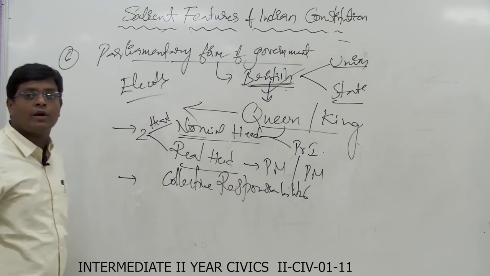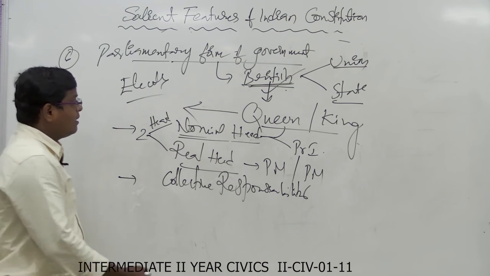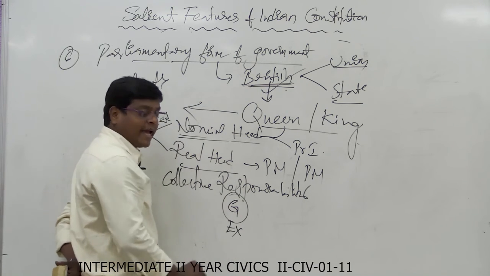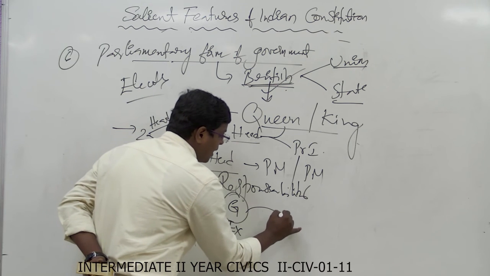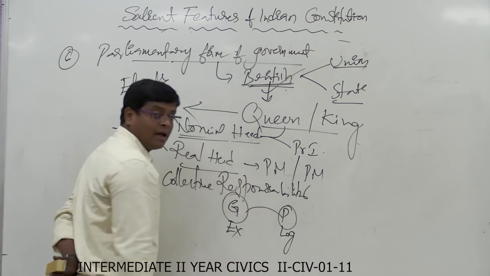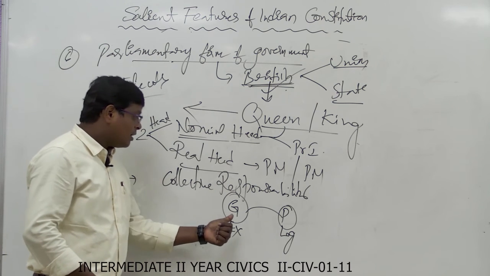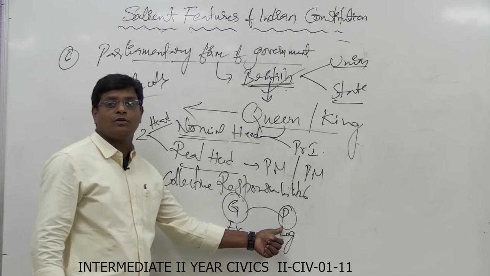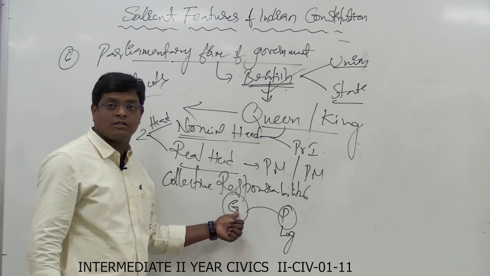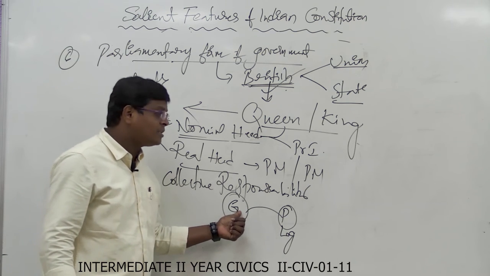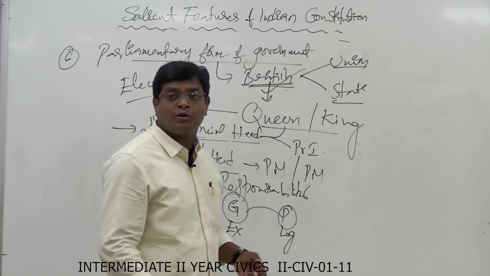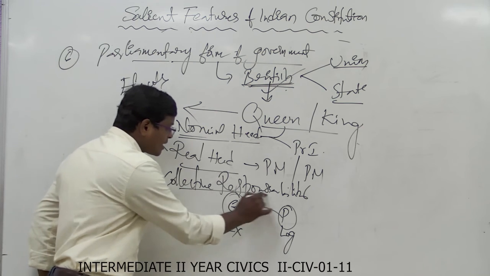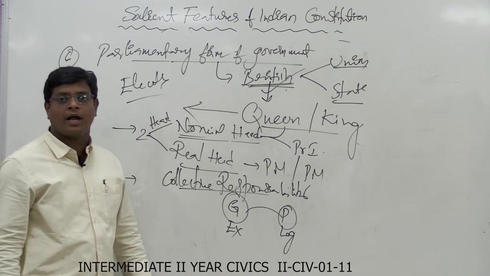Collective responsibility is also one of the features of the parliamentary form of government. Here the government is collectively responsible, that means the executive is collectively responsible to the parliament, that means the legislature. Understood? The Prime Minister and Council of Ministers are collectively responsible to the parliament for their actions, for their omission and commission. They are collectively responsible to the legislature, nothing but the Parliament of India. That's why there is collective responsibility in the parliamentary form of government.